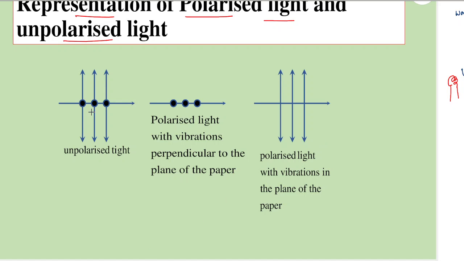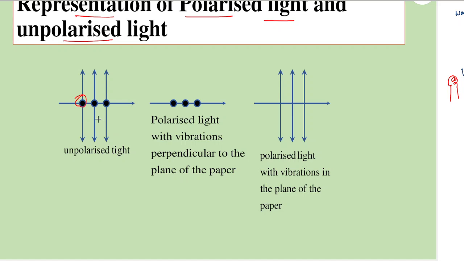One component is called the arrow component, another is called the dot component. Arrow component means that the electric field vibrations are confined to a given plane. In this case, the electric field vibrations are confined to the plane which is parallel to this board. And one more component is called the dot component.